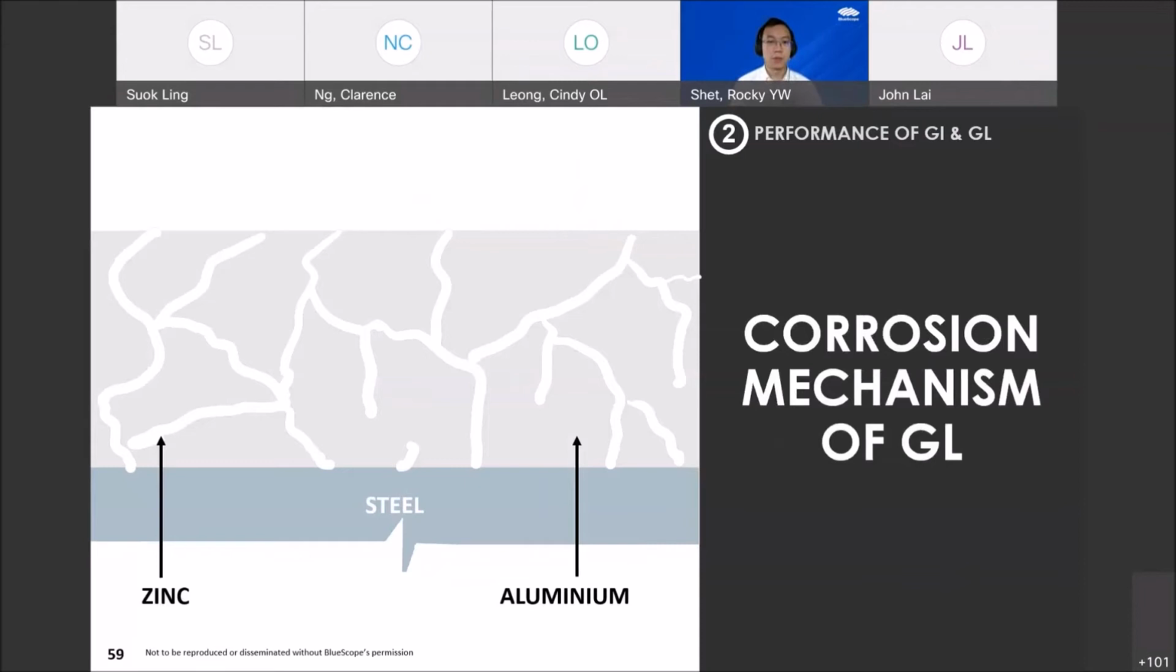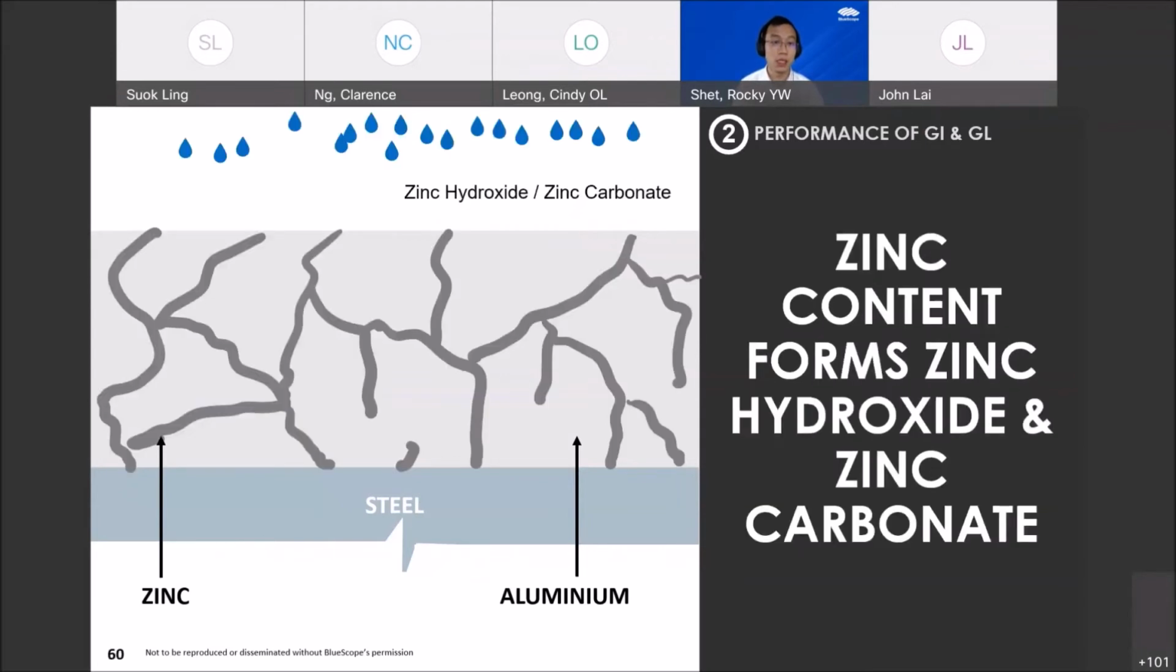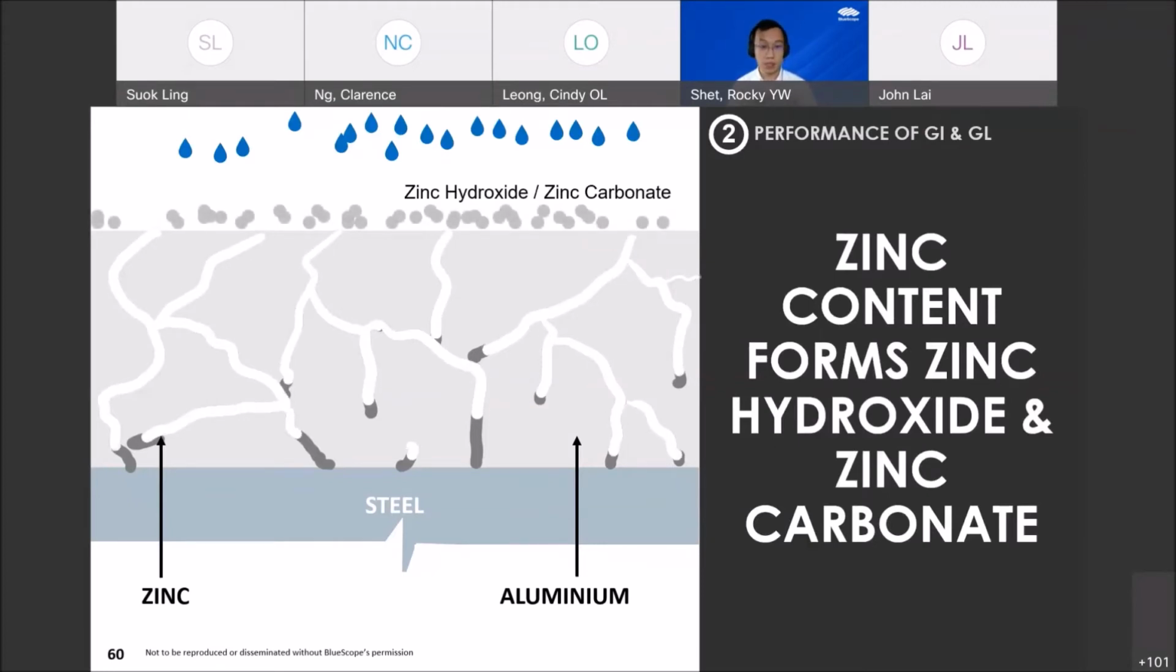How about GL, a mixture of aluminum and zinc? Here, the zinc itself will actually start depleting first. As it depletes, the same type of compounds form, which is zinc hydroxide or zinc carbonate, whichever, depending on what it's exposed to.